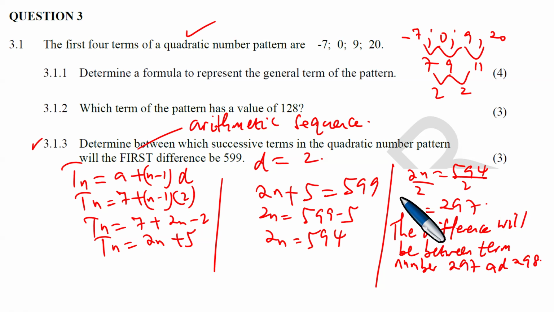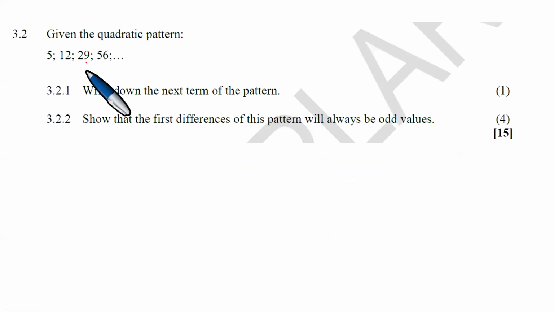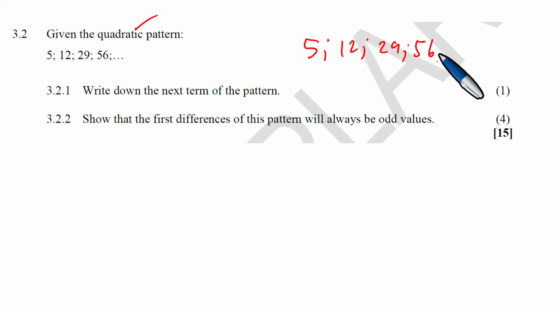Move to the next point. Right, so in the next question, given the quadratic pattern, which is 5, 12, 29, they've already said it's quadratic. Write down the next term of the pattern. To write down the next term, you need to note a couple of things. You need to play around with the pattern. So if it's 5, 12, 29, 56.